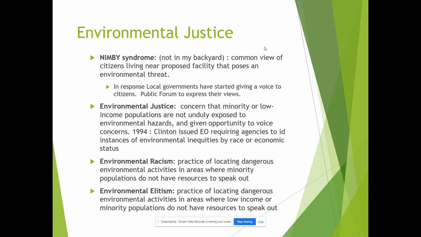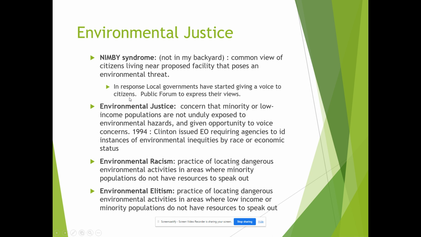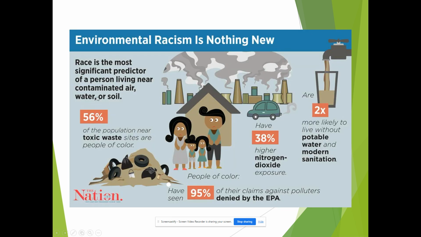So starting in the 90s, this concept of environmental racism, that historically they locate dangerous environmental facilities in areas where there are minority populations or low income areas, right? So they kind of have a couple of different words: racism, elitism, or the concept of environmental justice to stop this practice, right? So in 1994, President Clinton issued an executive order requiring agencies to identify any instances of environmental inequities by race or economic status to help alleviate this practice. And really what's happened in response to this is that local governments are starting to just do public forums, give people an opportunity to speak out before these facilities are built or things are changed.